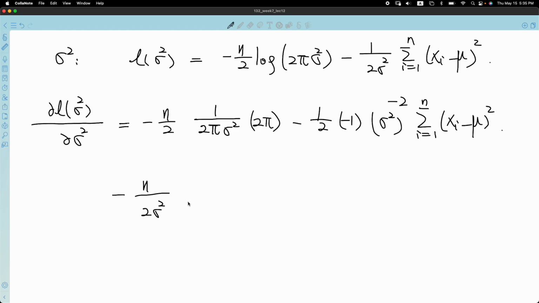And then plus, here this negative and this -1 becomes a positive 1/2. So 1 over 2, and I'm going to put sigma square as sigma raised to the power of 4 in the denominator. And then you have this part as the constant. So this part is just a simplification of the expression here. And then again, set this equal to 0, and solve for sigma square. Any question or comments?